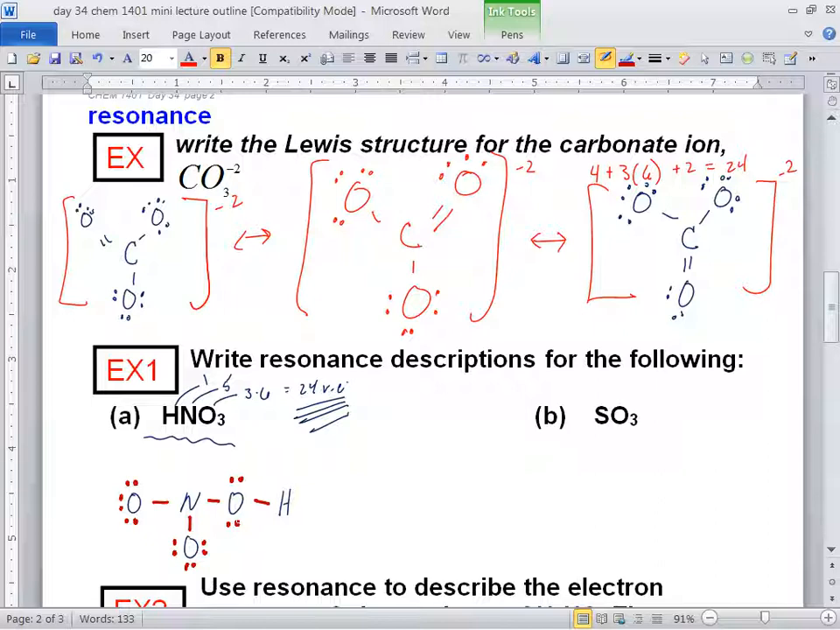You can always do brackets. But I think brackets are only required when there's a charge. But you can always do brackets. Brackets look nice for resonance. I don't know why. I think the book likes to do brackets for resonance structures.